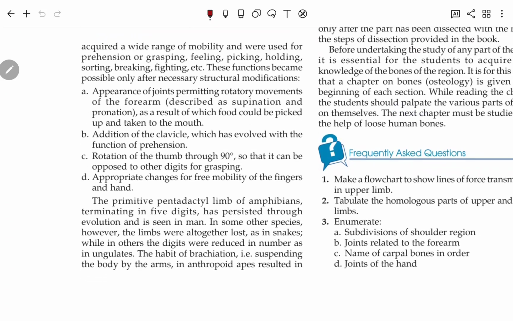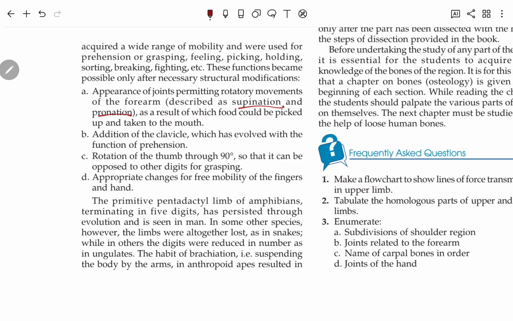Appearance of joint permitting rotatory movements of the forearm, described as supination and pronation, which occurs at the radio-ulnar joint, as a result of which food could be picked up and taken to the mouth. So yeah, here is where the daily activities are combined with the anatomy. It's all amazing, how we evolved from small living beings. It's not only about studying, we should know about how our body is formed.